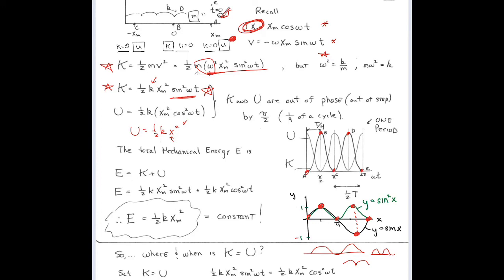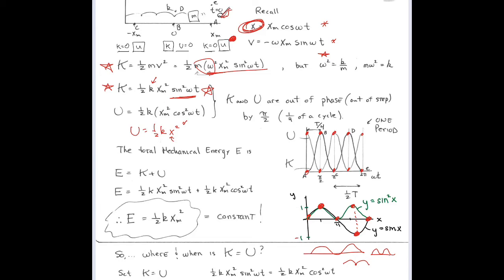And then I did the same thing for potential energy. Potential energy goes as a cosine squared, so that starts high. The 1s go there, the 0s go there, that's the minus 1. That's the 0, so that's the 1, 0, minus 1, 0, back to 1. So this whole graph is one period for the motion, from A all the way to E.